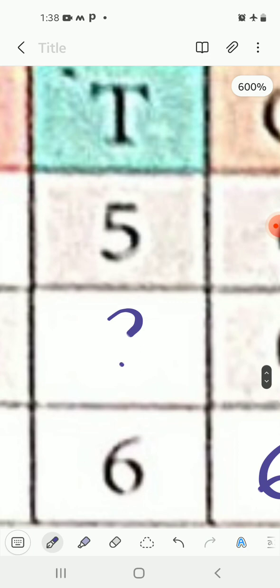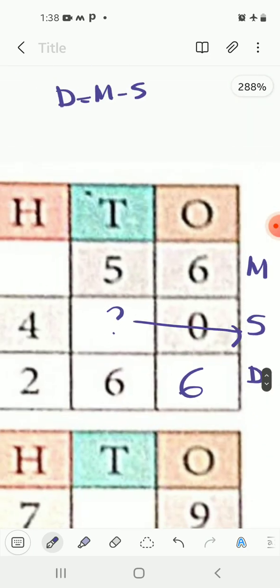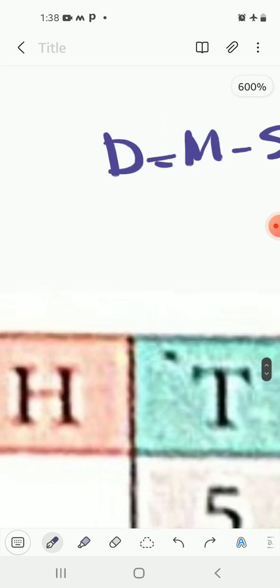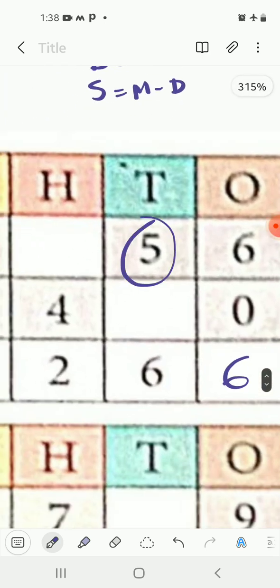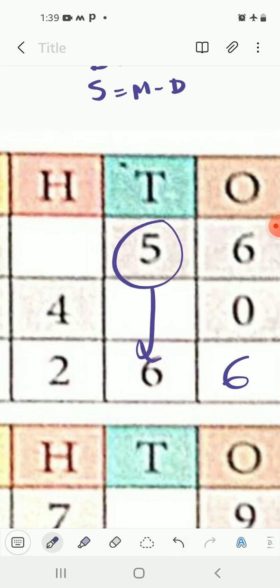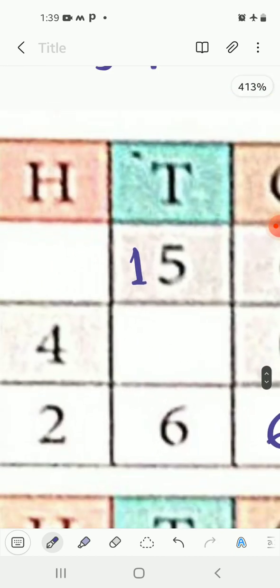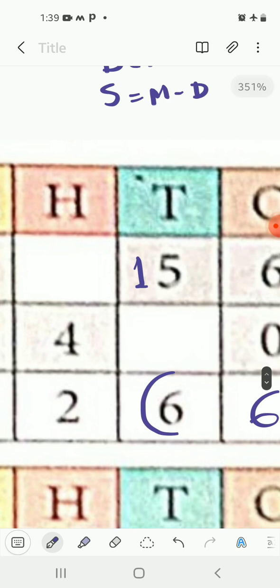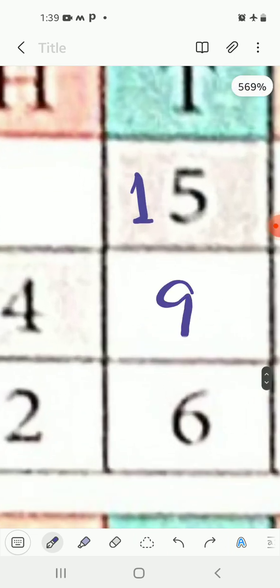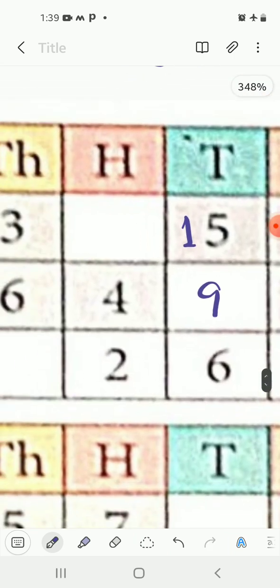Next, see this part, the subtrahend is missing. To find the subtrahend, we do minuend minus difference. This is the minuend, this is the difference. Now, 5 minus 6 is not possible. So we will assume this is 15. 15 minus something is 6, which is possible, which means counting 6, 7, 8, 9, 10, 11, 12, 13, 14, 15. Over here in the blank it will be 9, because 15 minus 9 is 6.